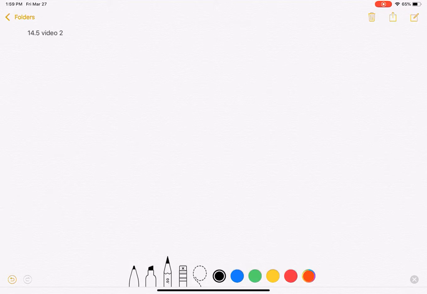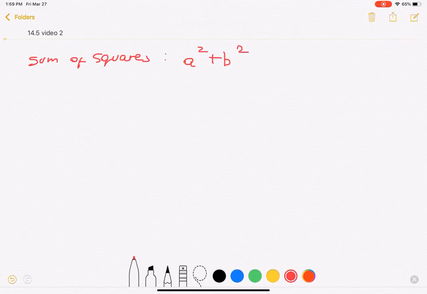Okay, so we talk about the difference of squares. Now let's start talking about sum of squares. Sum of squares will be a squared plus b squared, and guess what? This is not factorable. You cannot factor sum of squares.